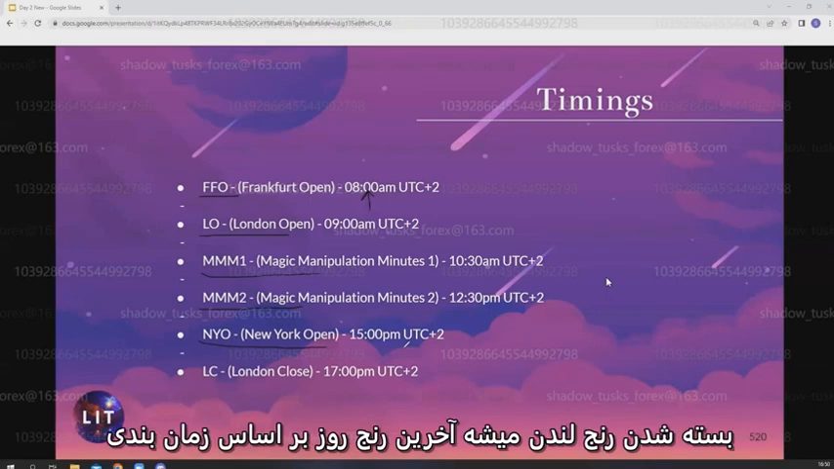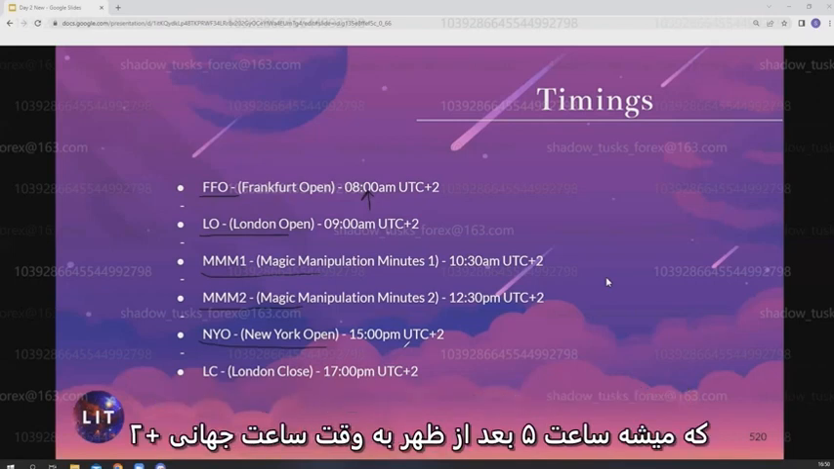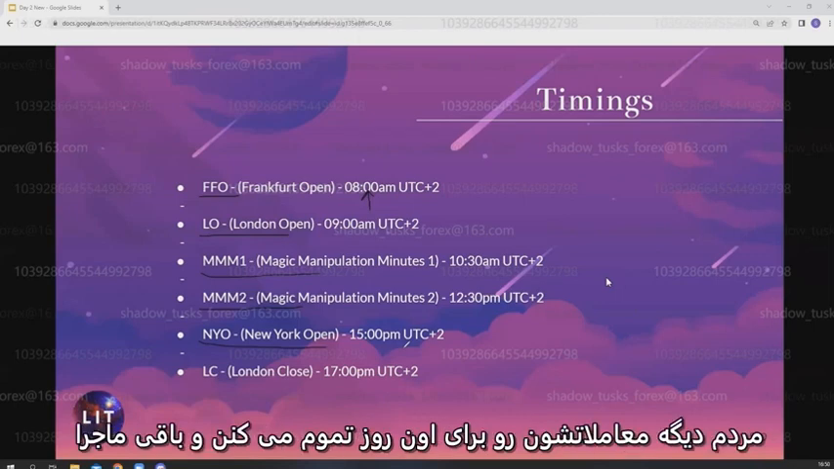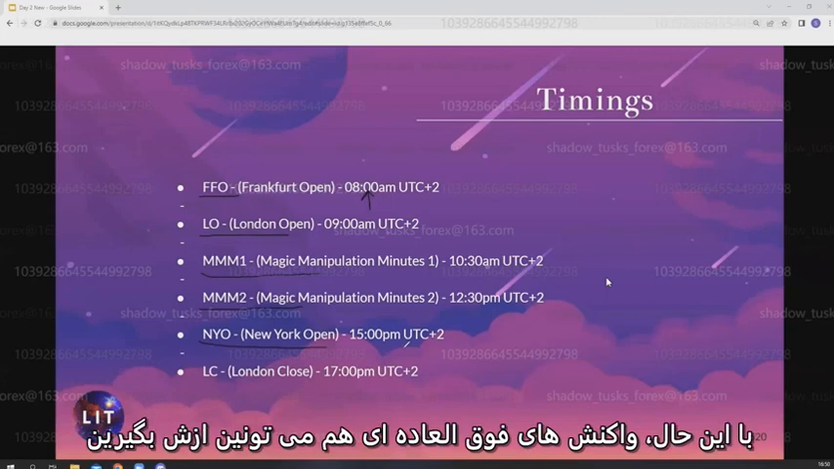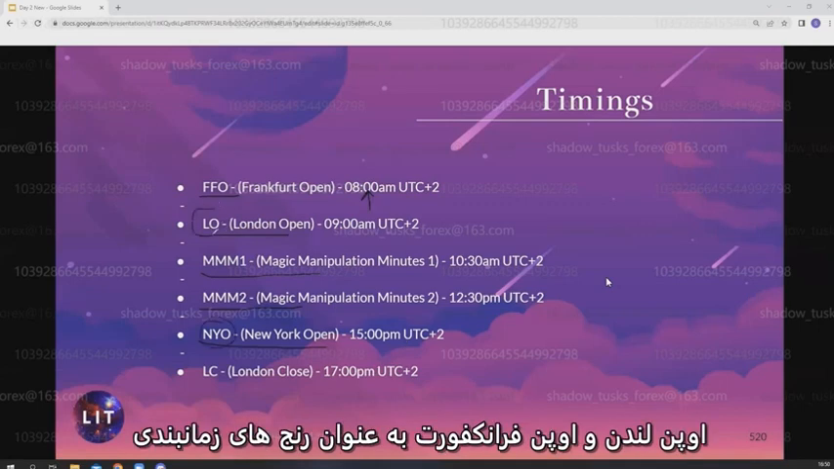Our London Close is our last timing-based session of the day, and we choose 5 p.m., which is the actual time of London Close, and that's 5 p.m. UTC +2. So the London Close reaction is usually less volatile, as it's when the markets essentially become weaker, people stop trading for the day, etc. So your reactions then are likely not to be so amazing. However, you do get the amazing reactions too. But the key sessions are New York Open, London Open, and Frankfurt Open as the session timings.